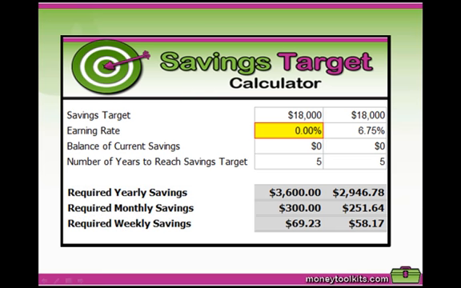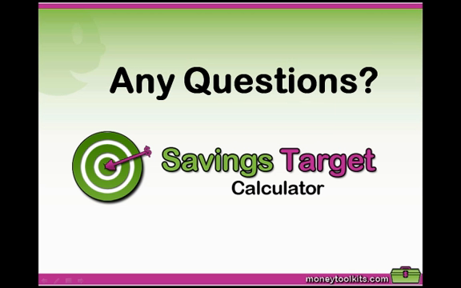Essentially, what's happening here is that your money is working for you and making you more money. And this means that you don't have to save as much, or you could get the item that you're saving for a lot quicker. And we'll look into this further using lots of examples in our Savings Maximizer calculator. But for now, that concludes this savings target training video.